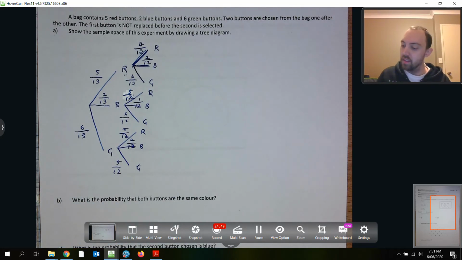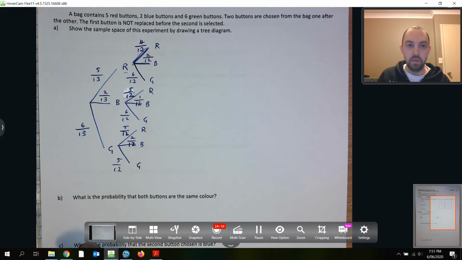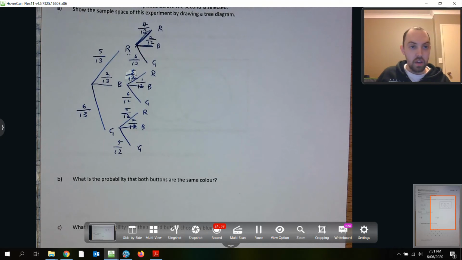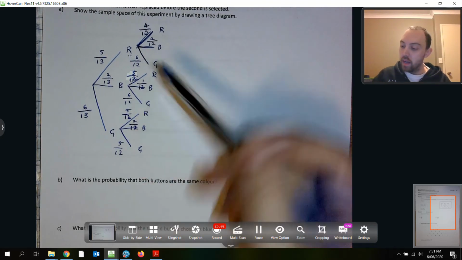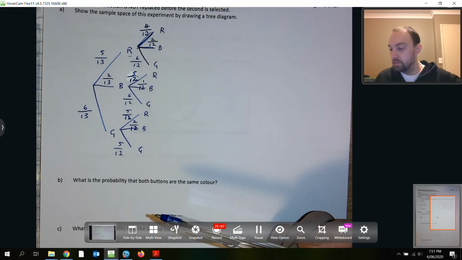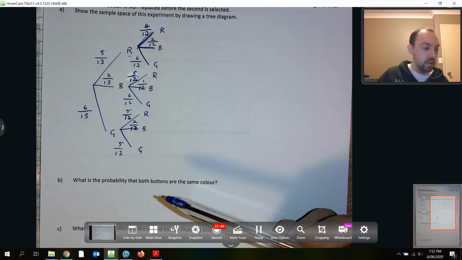I guess this would be a demonstration of making sure you give yourself enough room. Okay, common mistake for me. There is my tree diagram. I've labeled each with each of my probabilities.